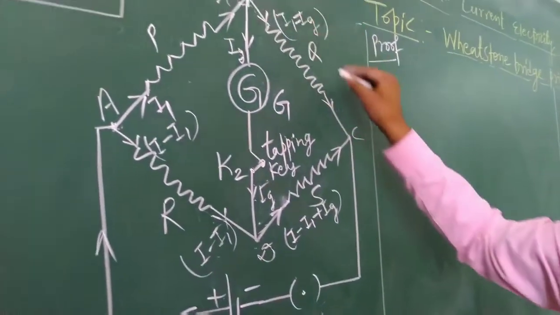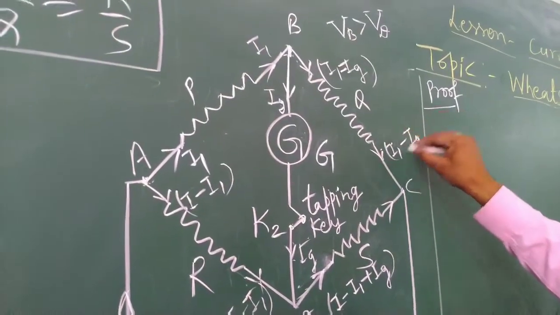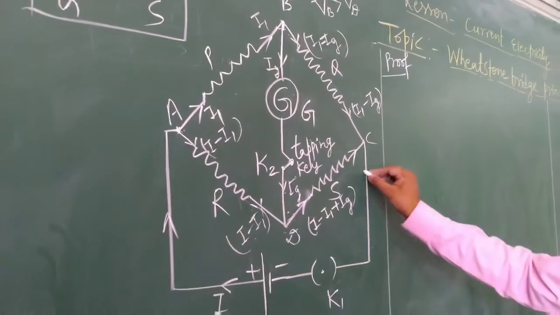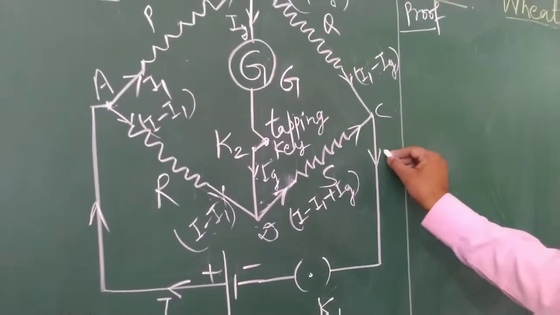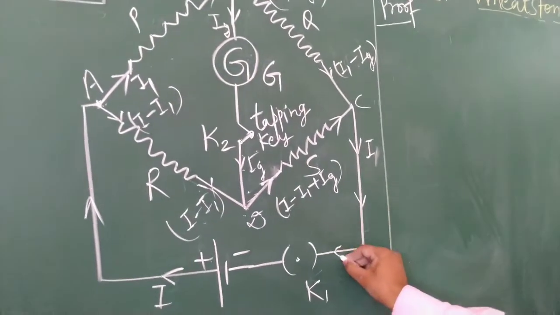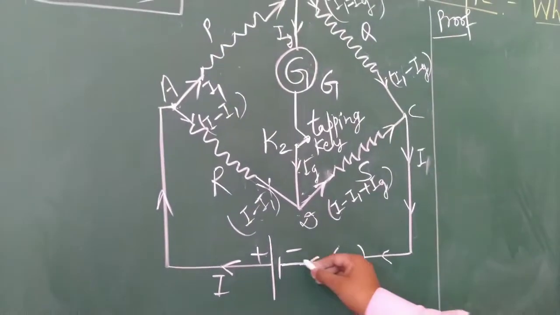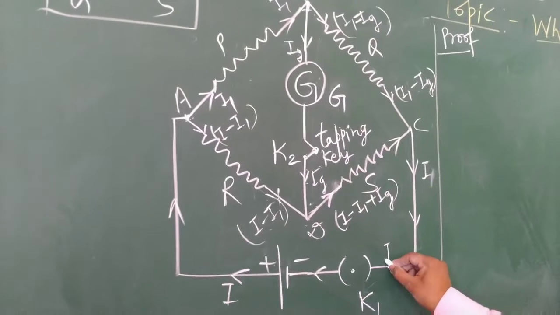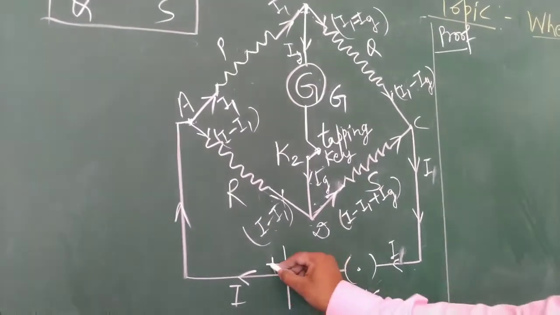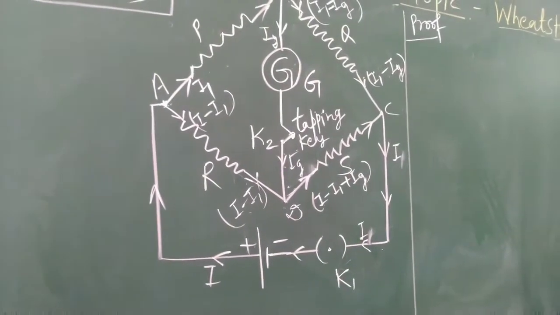At the same time, the current I1 minus IG also reaches point C. These two currents are again incoming currents for point C, so their sum is equal to I, which flows into the negative terminal of the cell. If the current entering the negative terminal of the cell is I, and the current leaving the positive terminal of the cell is also I, it means your current distribution is absolutely correct as per Kirchhoff's first law.